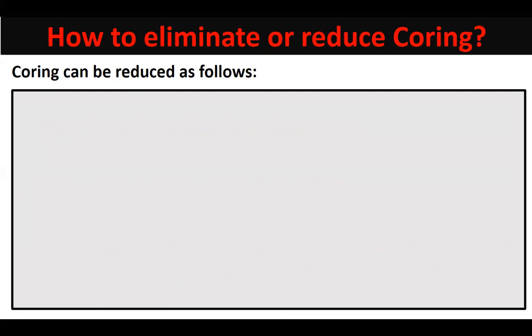The answer is, sir, coring occurred because we resorted to rapid cooling. We resorted to non-equilibrium cooling. So what seems to be the obvious answer? The obvious answer to this problem seems to be, sir, don't do rapid cooling. Do equilibrium cooling and you will not find coring. But then, my dear students, that is not the solution to the problem.